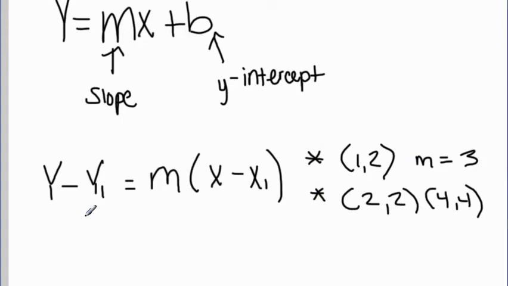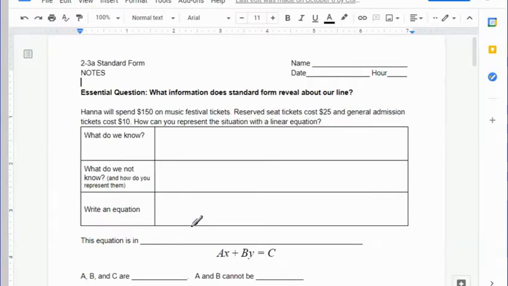Today we're doing the third form, which is called standard form. So that's what your notes are all about. It's not either of these. And in this form, there's a reason why you would use this form over other forms, and you'll see very quickly what that would be. So the essential question says, what information does standard form reveal about our line?